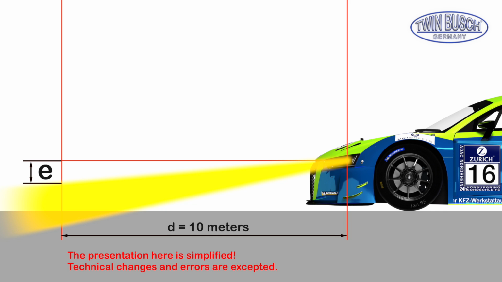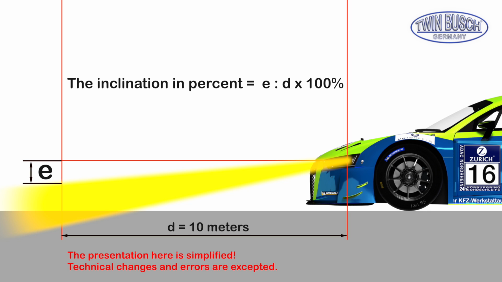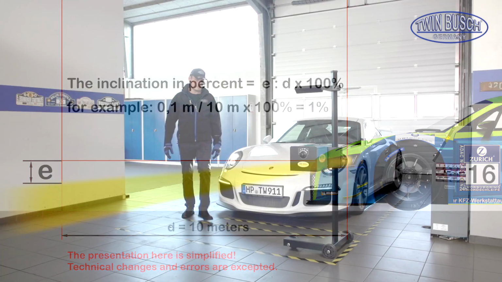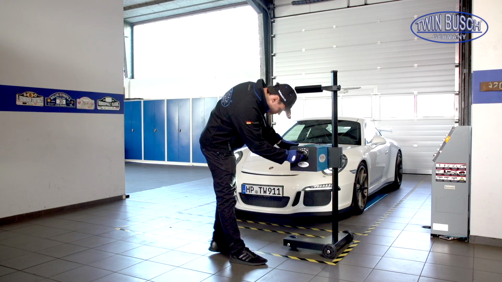As an alternative to the E value, the inclination can also be indicated as a percentage, as in our case. This results then from the formula of the height difference divided by the distance times 100%. We now set the given 1%.